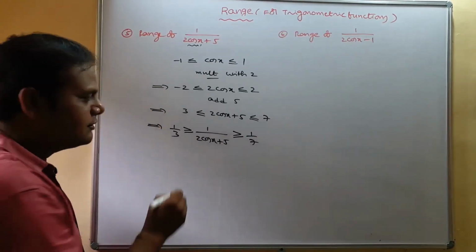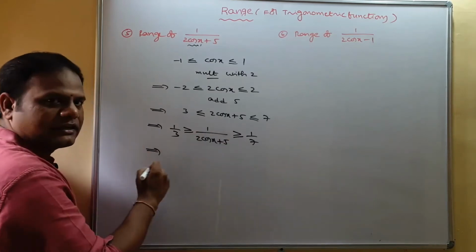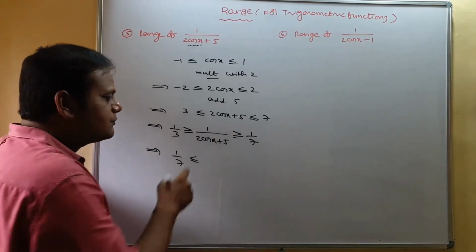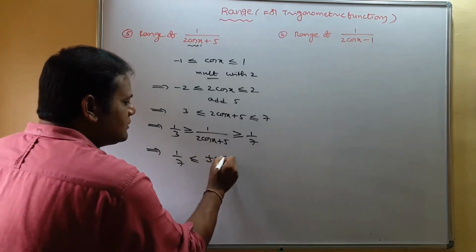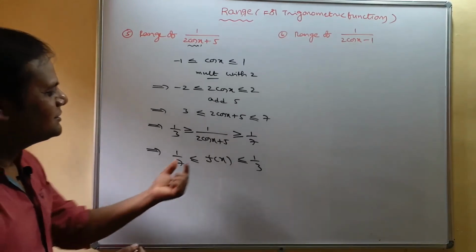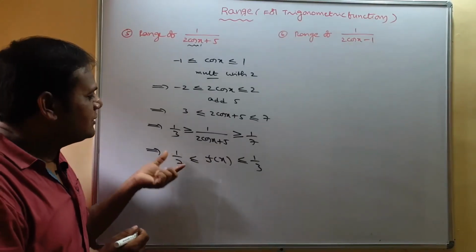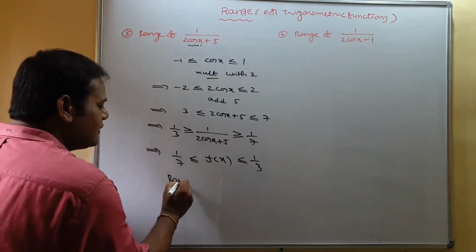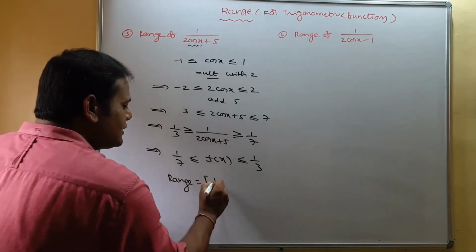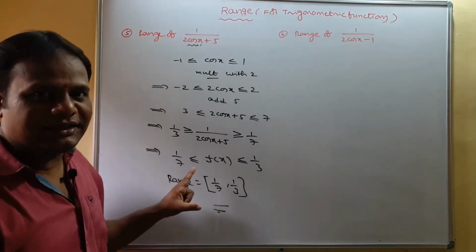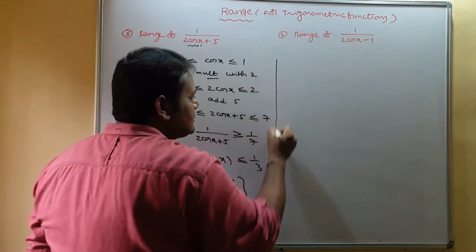Is it clear? Now you write them in reverse order. So 1 by 7, greater than becomes less than or equal to, this is the given function, less than or equal to 1 by 3. Is it clear? Yes. So the given function is between 1 by 7 and 1 by 3. So the range of the given function is the closed interval 1 by 7 to 1 by 3. Is it clear? Right.